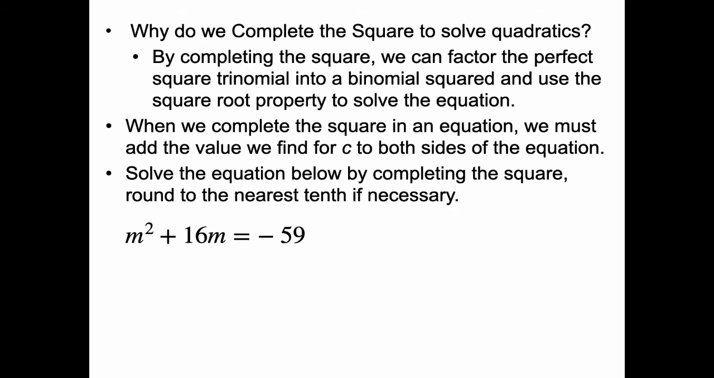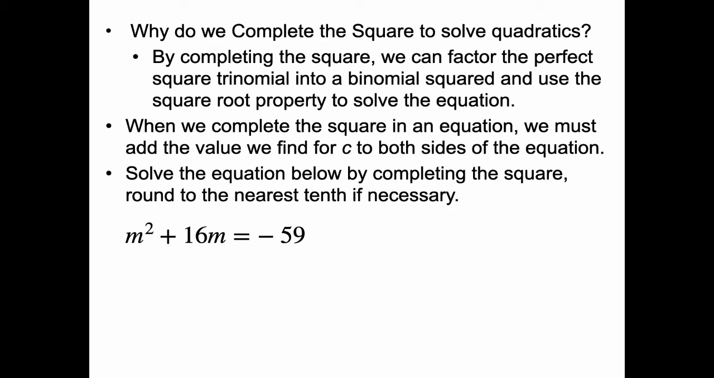It says, why do we complete the square to solve quadratics? Like I mentioned, by completing the square, we can factor the perfect square trinomial into a binomial squared. And when we have that, we can use the square root property to solve the equation. Hopefully you remember the square root property from 9.4 day 1. When we complete the square in an equation, we must add the c value to both sides of the equation. On the last slide, we just had expressions for finding c. If we have an equation, whatever that c value is, we must add it to both sides of the equation.